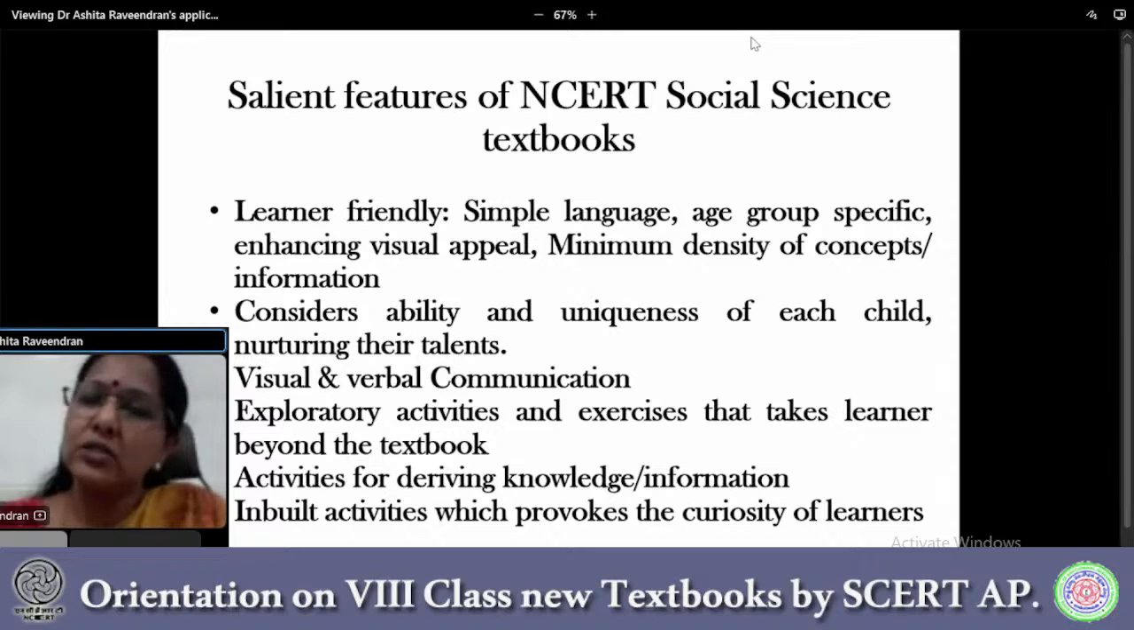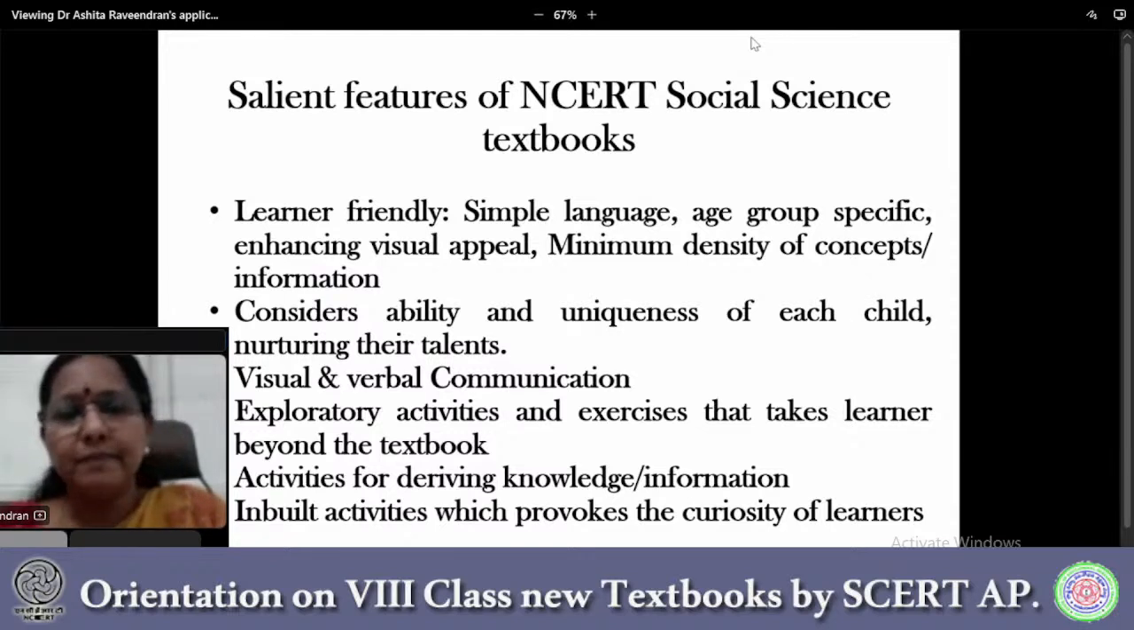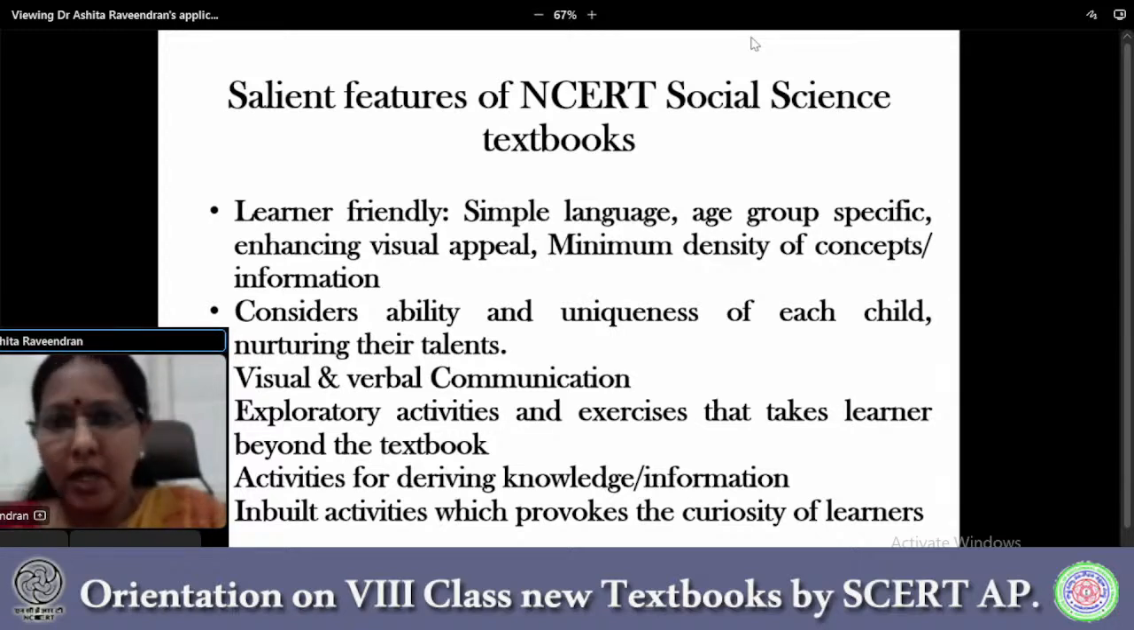Then it's not loaded with information. As I have already stated, our aim is not to give information to the learners. Our aim is to enrich their capabilities, their skills and values. So here you will find there is a minimum amount of concepts or information being given. Then it also looks into the ability and uniqueness of each child. Every child is different from one another.